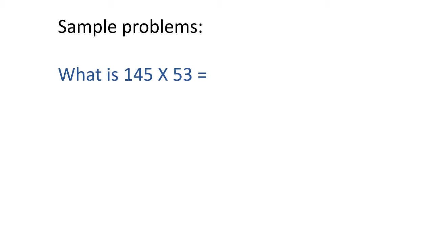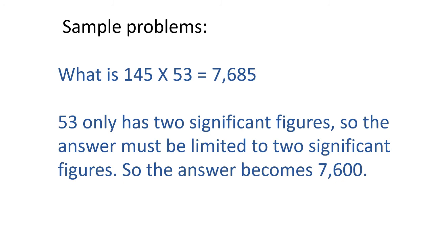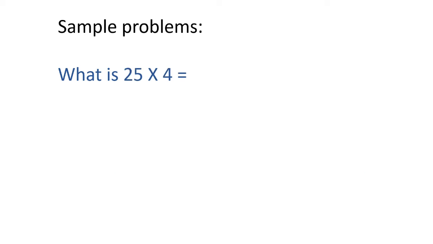All right, let's look at some sample problems. If you watched Tyler DeWitt yesterday, you know how to do a multiplication problem like this. There's a 3 significant digit number multiplied by a 2 significant digit number, and we get the answer of 7,685. And 53 only has 2 significant figures, so the answer must be limited to 2 significant figures. So the answer becomes 7,600. Actually, that should be 7,700 because we round up. Oh, a little mistake there. I'm glad I caught it. Hope you did too.